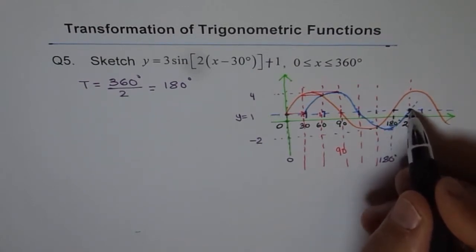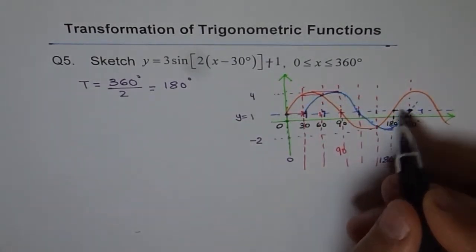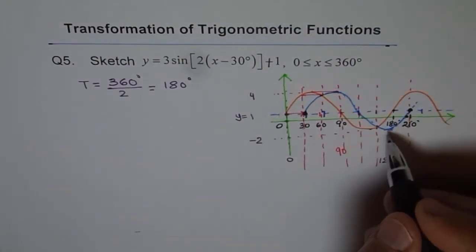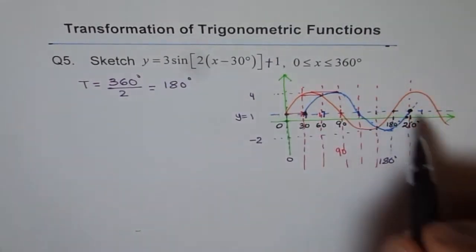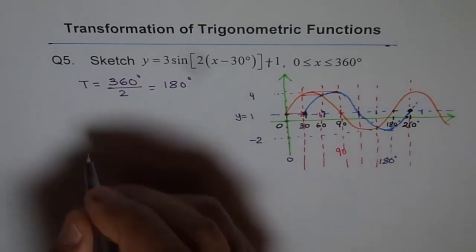So 180 plus 30 is 210, and we'll start at 30, not at 0. The blue line shows us the transformed function. From here to here, that is our transformed function, y equals 3 times sine 2x. Now the real method to graph it is something like this.